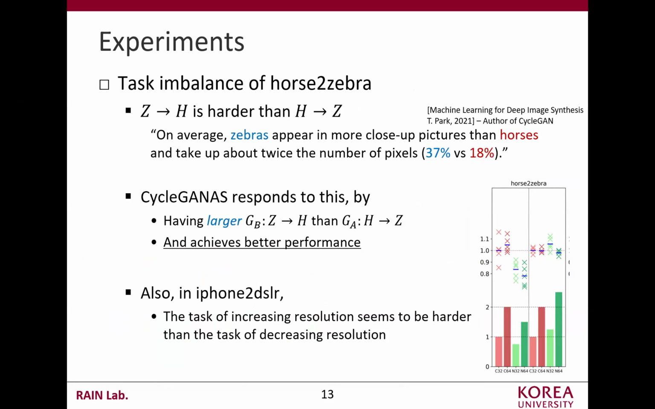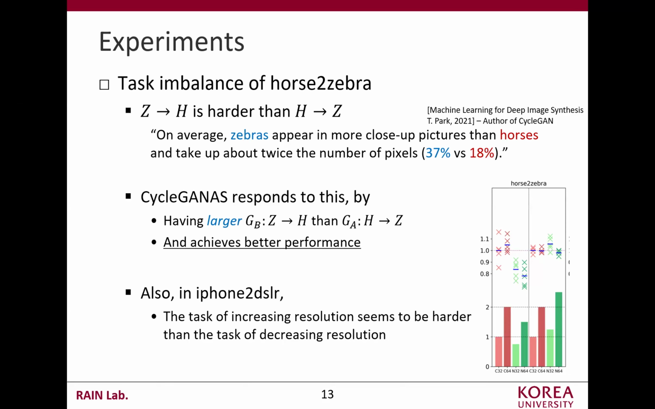CycleGAN is an image-to-image translation method, and it uses two unpaired image data sets. If you have a horse data set and a zebra data set, and you have more images in horse, then the translation difficulty may be different. So we conclude that zebra to horse is harder than horse to zebra, and this is reported in the CycleGAN author's paper. You can see that zebra appears in more close-up pictures than horses, so translating zebra to horse requires more effort.